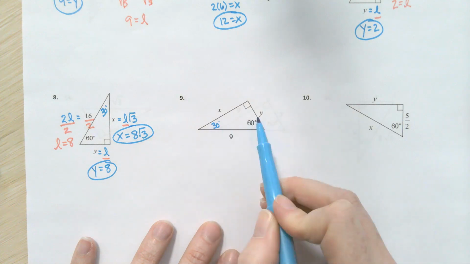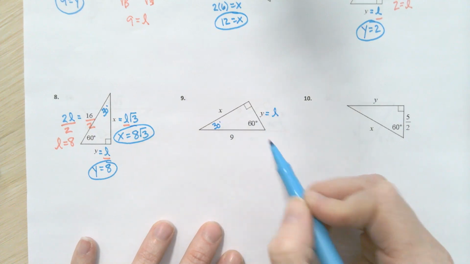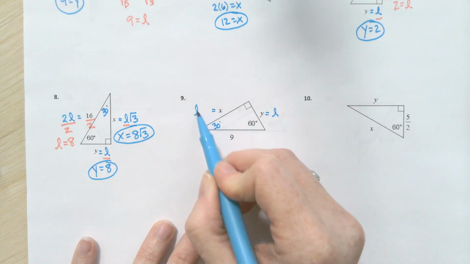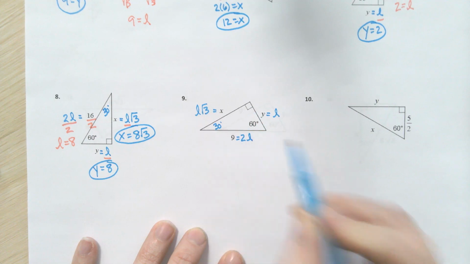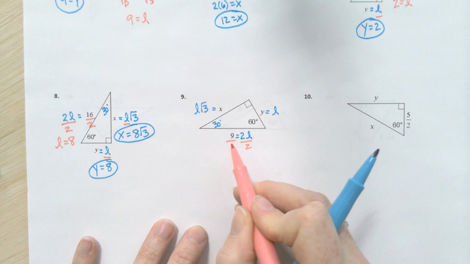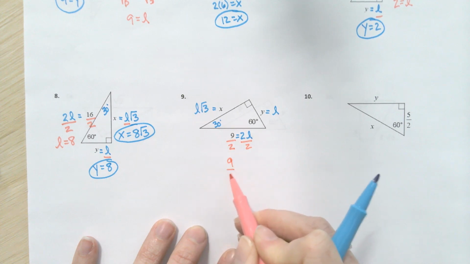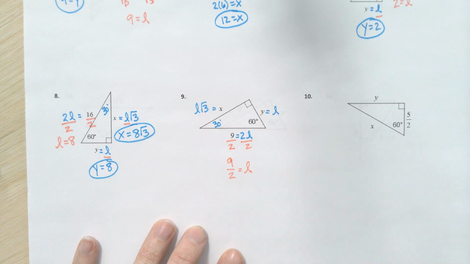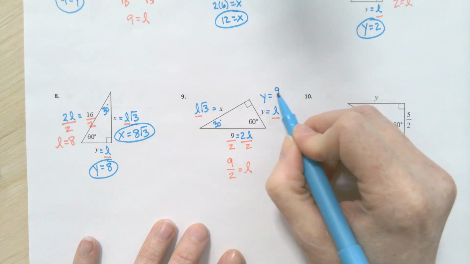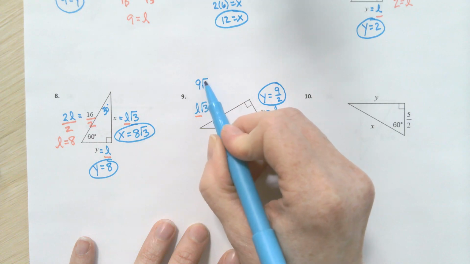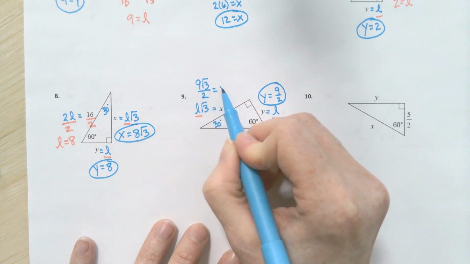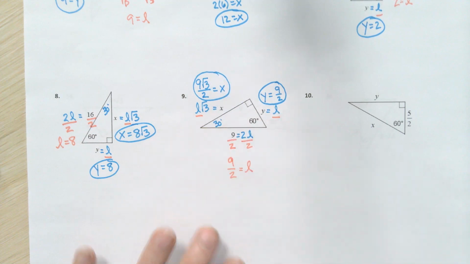2 to go. Across from the 30 is the shortest leg, so there's the L. Across from the 60 is the medium leg, so there's the L root 3. And then across from 90 is the hypotenuse, so there's the 2L. Dividing both of these by 2 is going to tell me that L is equal to 9/2, or 4.5. We're going to replace all of our L's then with 9 over 2. So for y, that's all we do. And for x, we're going to make that root 3 live in the numerator with the 9. And x will be equal to 9 root 3 over 2.